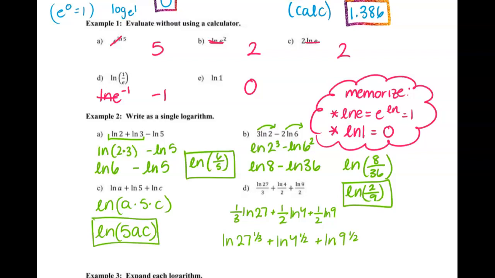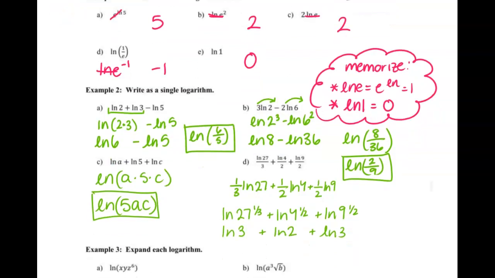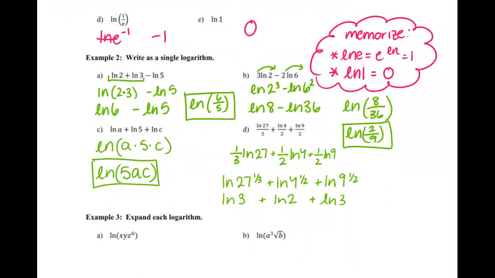Well, 27 to the 1/3 power is 3, so we have natural log of 3. 4 to the 1/2 is 2. 9 to the 1/2 is 3. And then our final step is to multiply these together, so we have the natural log of 3 times 2 times 3. 3 times 2 is 6, times 3 is 18. So our answer is natural log of 18.